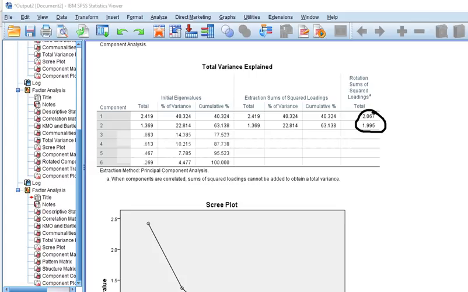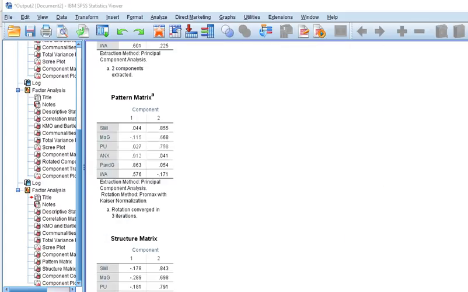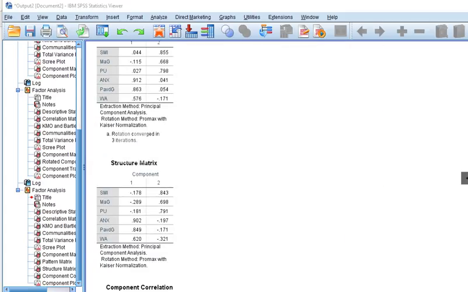So other things to look at, we have two matrices to look at. We have a structure matrix, which is essentially the correlations between each of the measured variables and the components, and we would interpret it in exactly the same way that we did before when we utilized Varimax rotation.